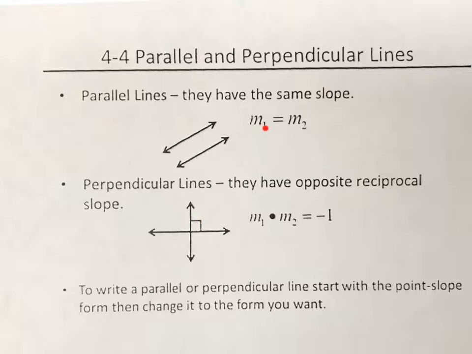So parallel lines have the same slope. Perpendicular lines have opposite reciprocal slopes. So we need to know that. Perpendicular lines have opposite reciprocal slopes. So what does that mean? That the sign changes and you flip the fraction. Even if it's not a fraction, you make it a fraction and you flip it.